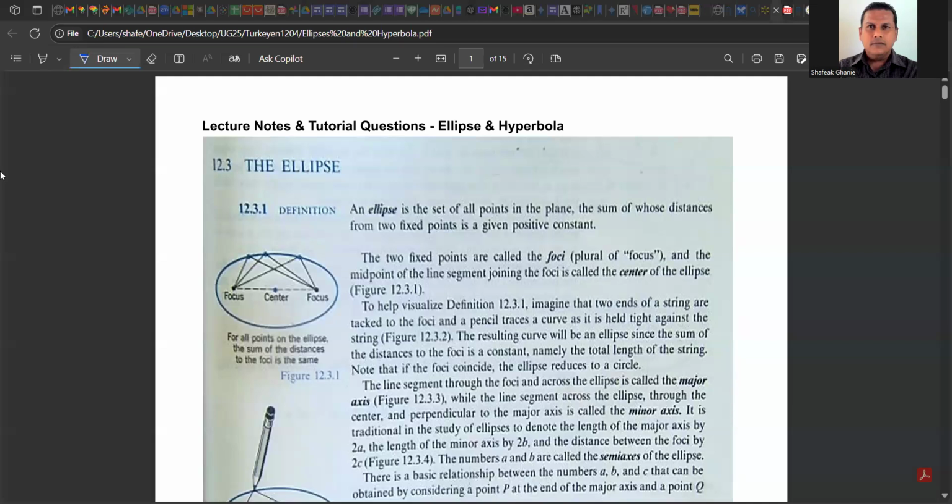Okay, so in this class, we're going to talk about the ellipse a little, and then we'll talk a little about the hyperbola. Now, I'm not going to go back over what you should have covered in the previous course, which involves an introduction to these two conic sections, the ellipse and the hyperbola.